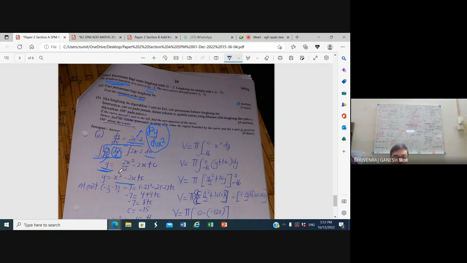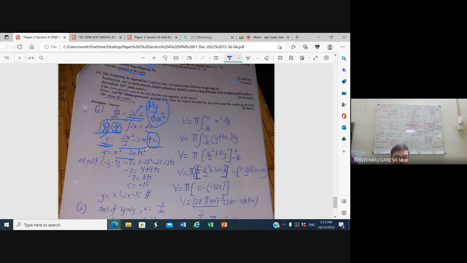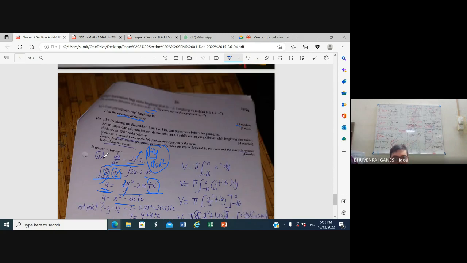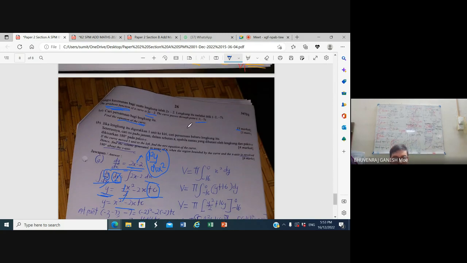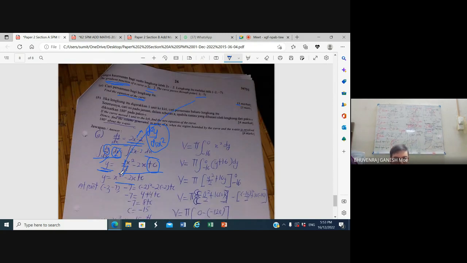So you will get it like this, plus c, the indefinite integral. That's what I told just now. So you will get like this. This one I cut, 2x squared, 2x squared. And this is why they gave you the point here. So substitute.